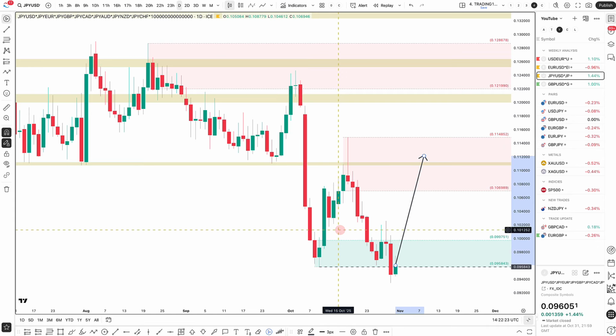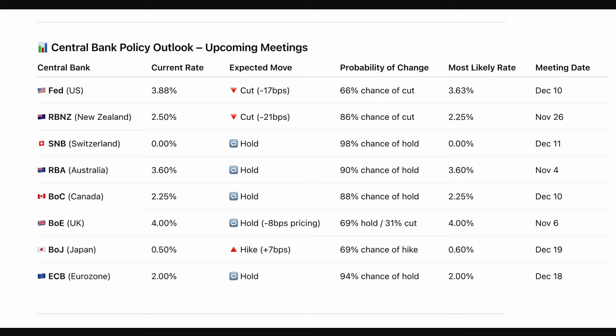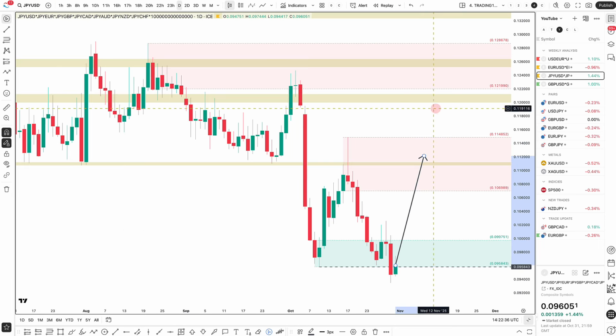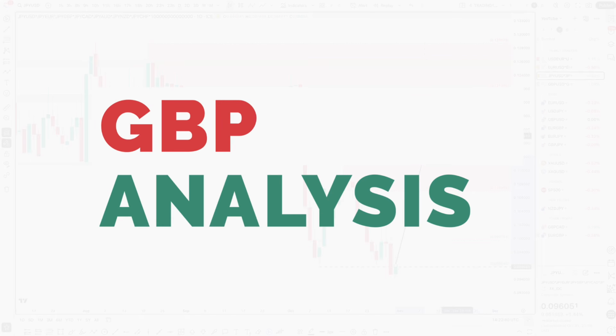I do think the yen is a cautious buy because the central bank policy, of course, should be really to hike, and there's a 69% chance of a hike at the moment. So let's see what happens with the yen. But if you are buying the yen, I think now is definitely an opportune time.